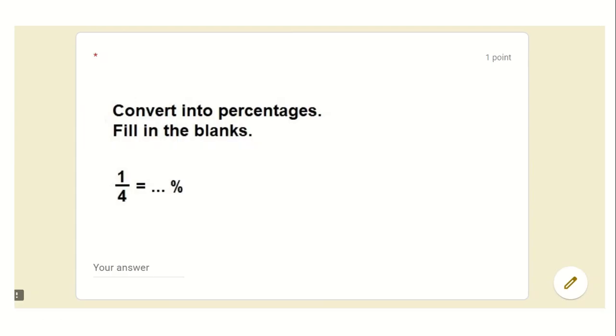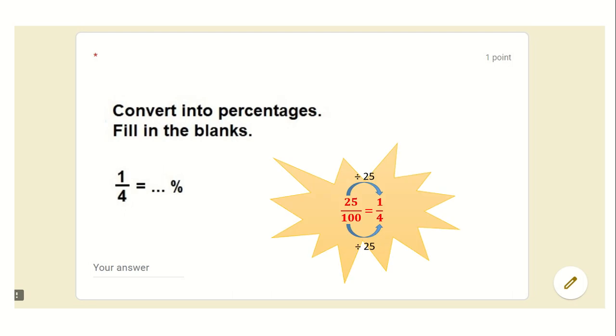Next, convert into percentage. Fill in the blanks. 1/4 equals ___ percent. Remember from the multiple choice presentation earlier, we know that 25 out of 100 equals 1/4 in the simplest form. Based on this information, we can reverse it: 1/4 equals 25 out of 100. Because the denominator is already 100, it easily becomes 25% in percentage form.